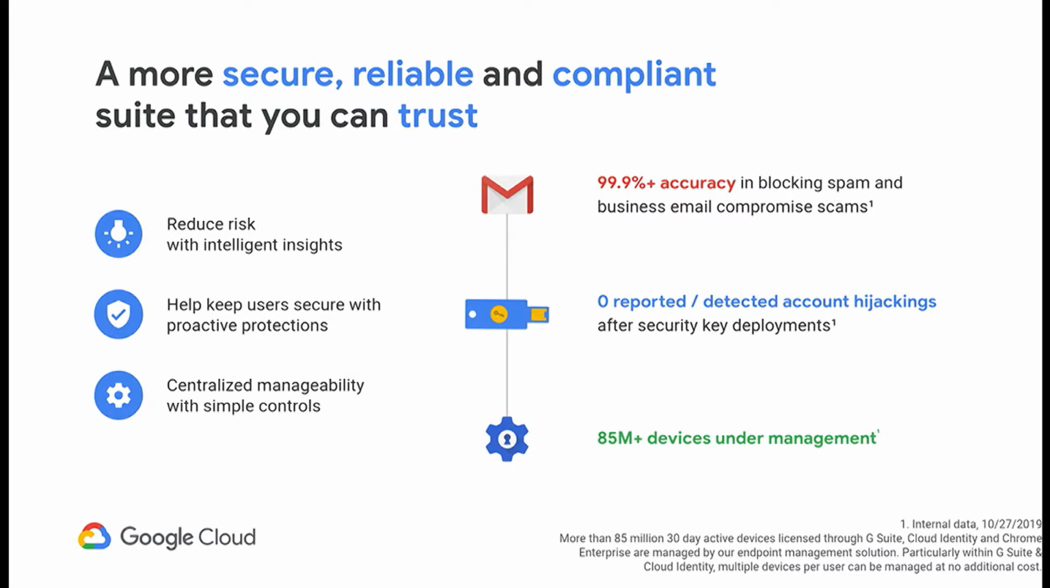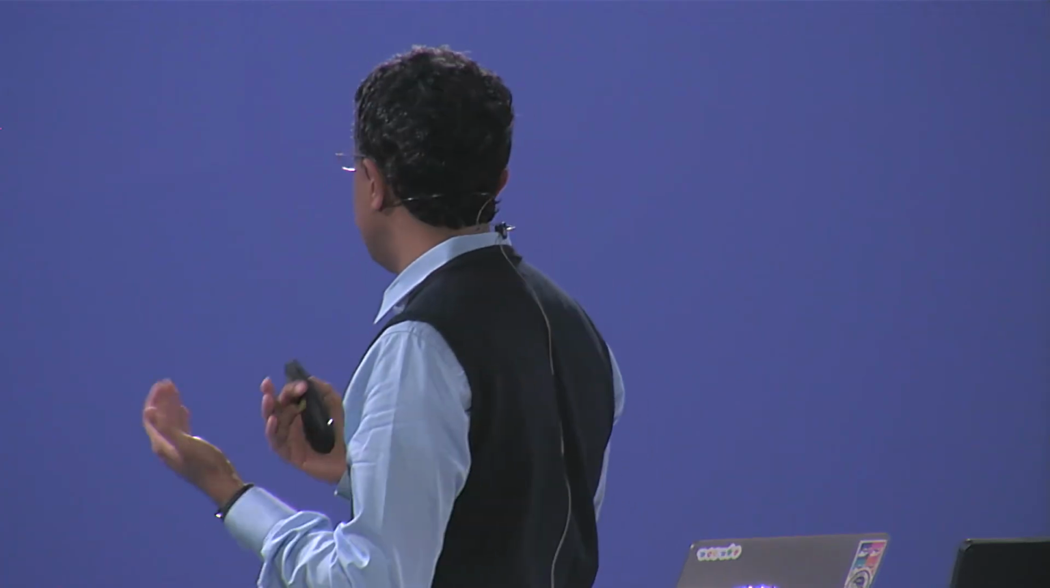Now, when we think of security within G Suite, there are 3 big areas of focus. The first one is reducing risk with insights. Because in large corporations, admins can receive about 5,000 alerts every day, and almost half of them are not investigated. So our goal is to provide you with those 3, 4, 5 alerts which are actionable, which you can directly do something about, and not bombard you with a ton of useless alerts.